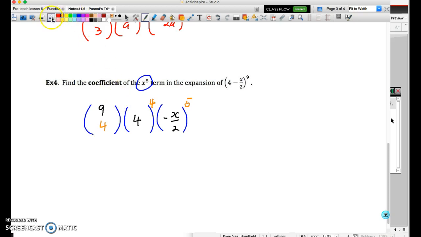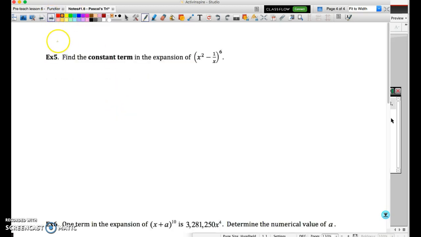Okay, we'll jump ahead to example 5. Now we have a more interesting variation of the previous question. We have been asked for the constant term. So this would be the term that only has a numerical value. It has no variables. And so we're going to have no variable in this case. And so what we're looking to do is to get the term that will cause these two to cancel out.